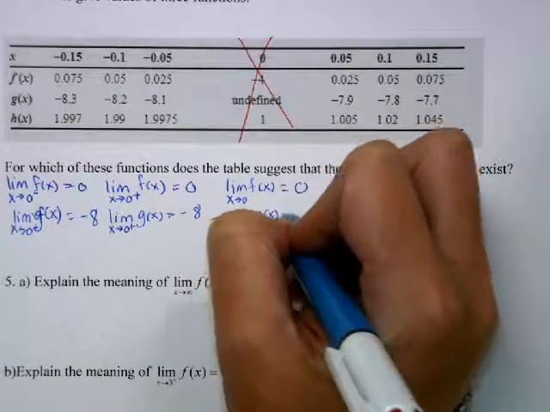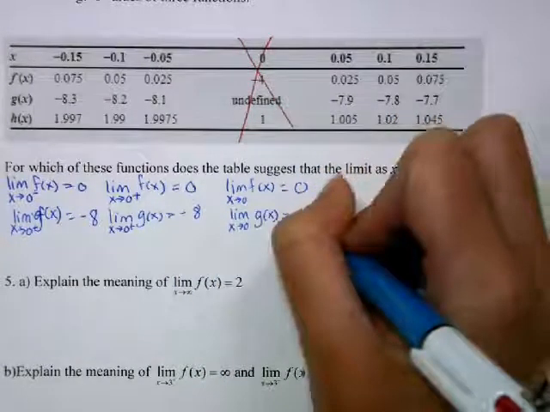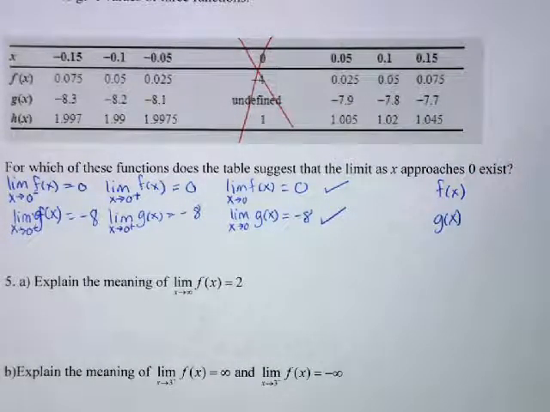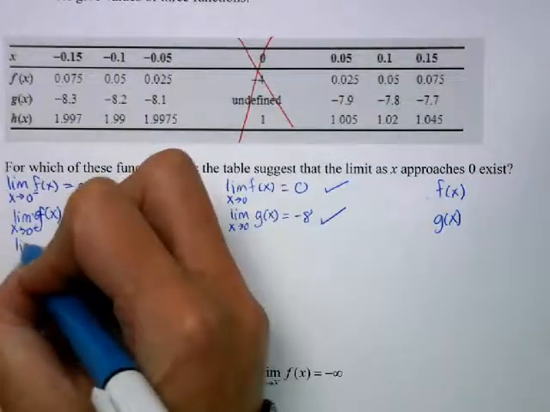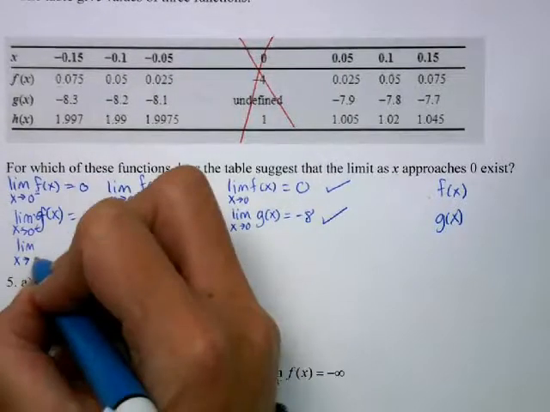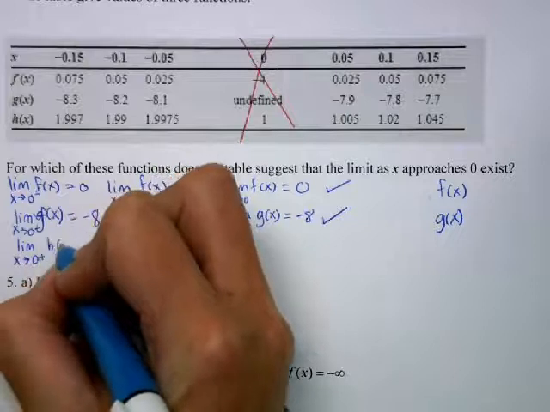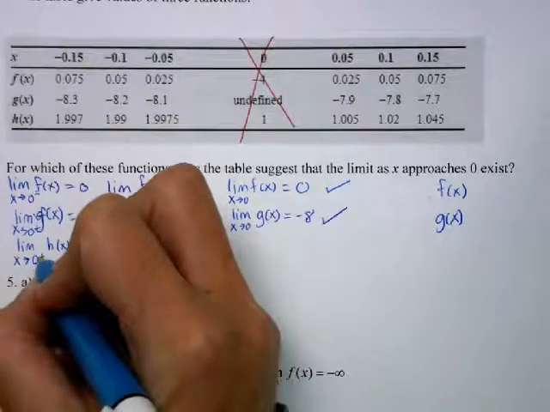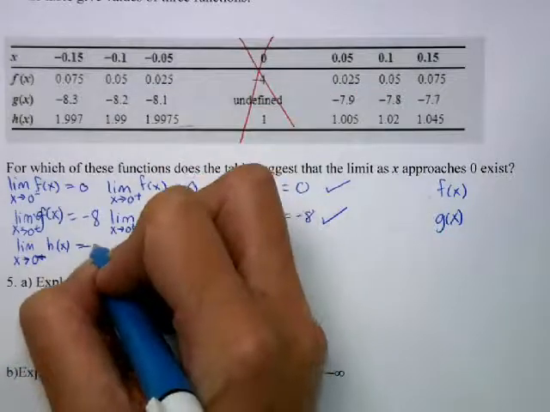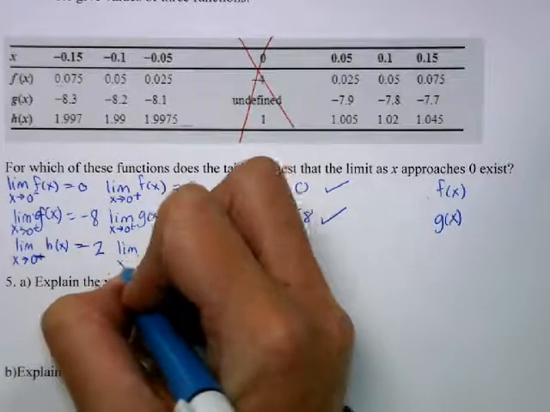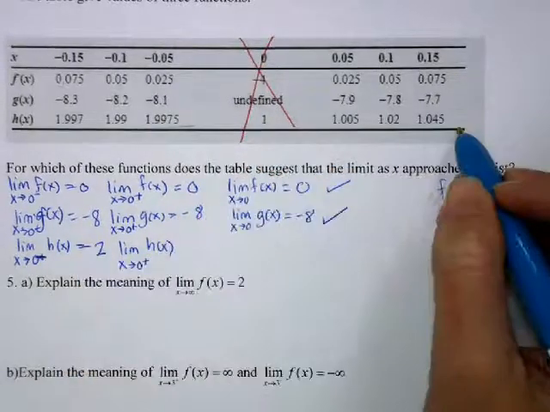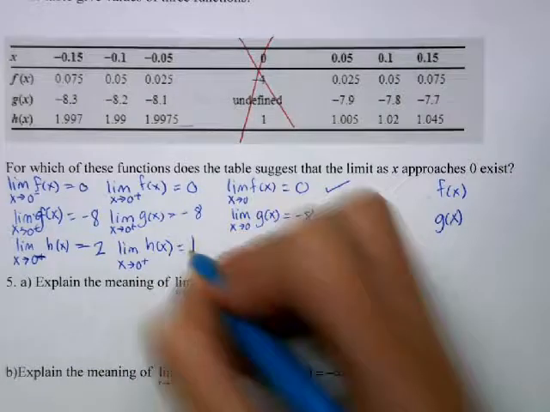Okay, if we look at h of x, and you don't necessarily need to do all of this work, I'm just emphasizing what's going on. I wrote down negative, positive. From the negative side, we're going to 2. From the positive side, we're approaching 1, which is not the same, so this limit does not exist. So f of x and g of x only.